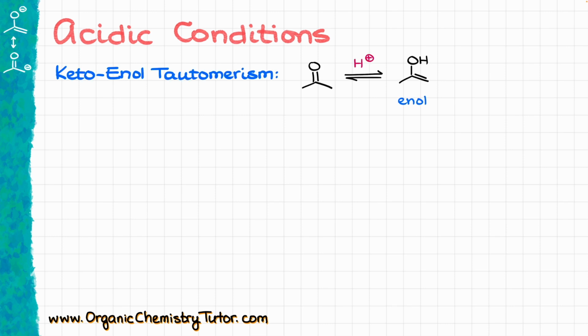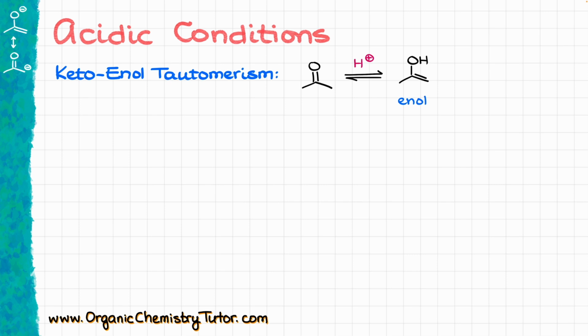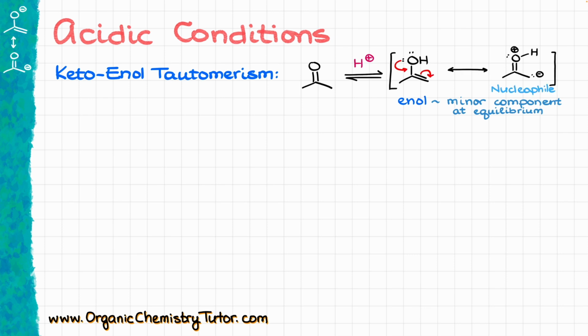In acidic conditions, carbonyls undergo enolization, making a corresponding enol. I have another tutorial on the enolization equilibrium, so if you need a refresher on that, make sure you check out that video first before continuing, because we are going to deal a lot with keto-enol tautomerism throughout this video. Enols are typically going to be minor components of this equilibrium, but what is more important to us is the fact that enols are nucleophilic.